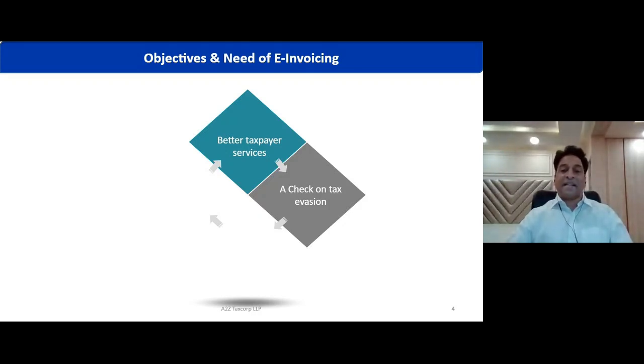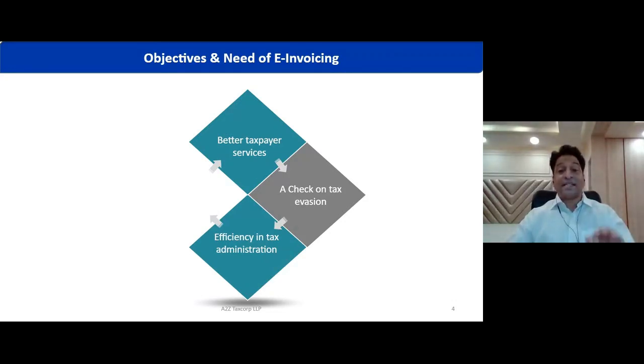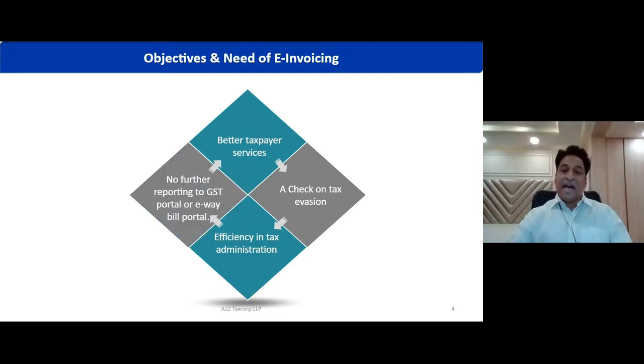And that's what I said. It's a check on tax evasion. Efficiency in tax administration is going to increase for the simple reason that the manual process will go away and it is all automated and digitized. Having said that, the last and important one: no further reporting on the GST portal or e-way bill portal, because this IRP pushes the data to the GST common portal for your preparation of GSTR1 and to the e-way bill portal for auto-filling part A of the e-way bill. This is the advantage.